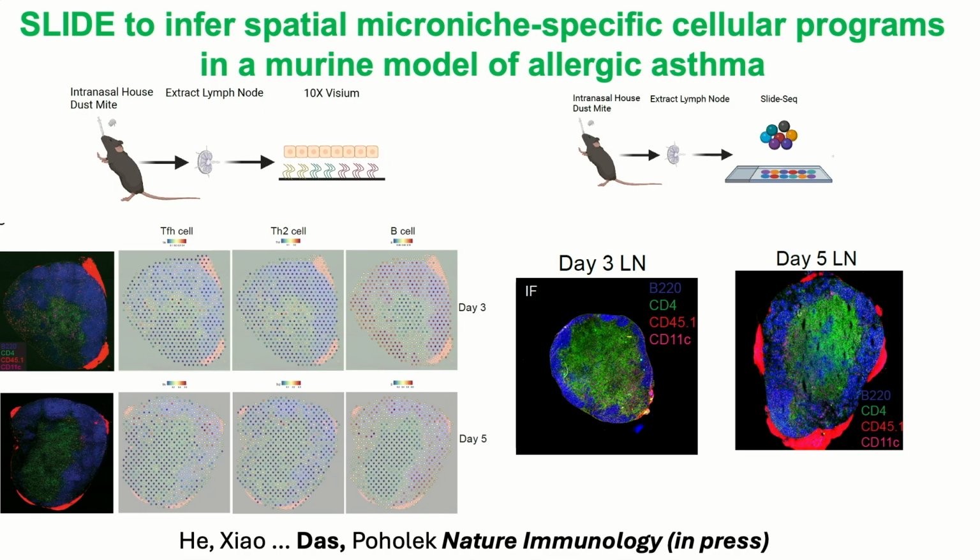So these are mice exposed to intranasal house dust mite. That's the allergen. They continuously inhale the allergen, and they have basically a severe asthma phenotype. They are profiled at day 3 and day 5.